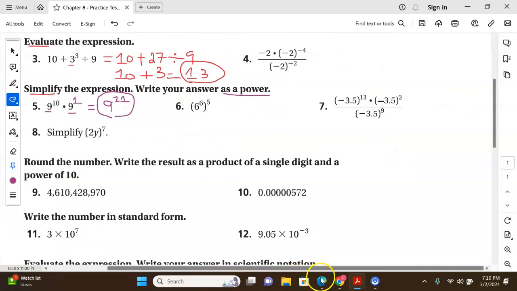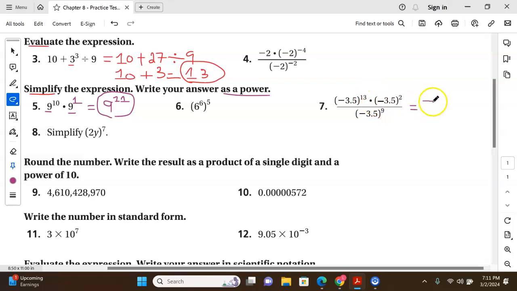All right, number 7. Let's go over here to number 7. Negative 3.5 to the 15th power times negative 3.5 to the second power, and then divided by negative 3.5 to the 9th power. So the good thing here is, you can see they all have the same base. The base is negative 3.5, negative 3.5, negative 3.5. I see there's a product of powers rule. I also see there's a quotient rule. Whichever rule you decide to do first, just as long as you stick to the rule. So I'm going to go ahead and use the product rule first.